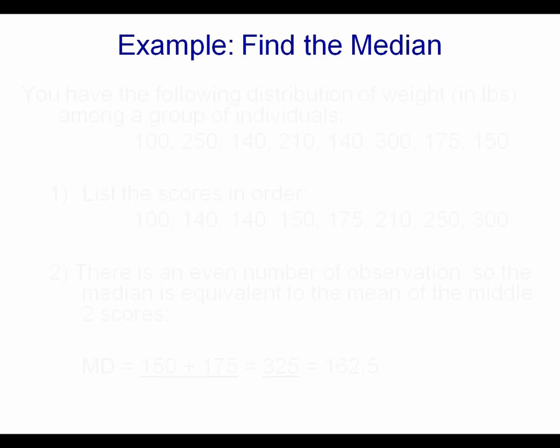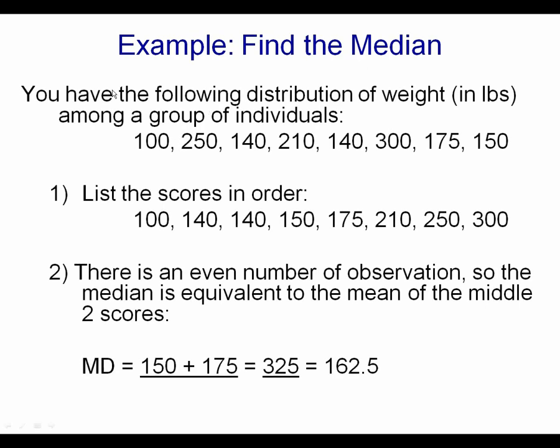Okay, let's do an example of finding the median. You have the following distribution of weight in pounds among a group of people. Let's say they're Weight Watchers or something. 100, 250, 140, 210, 140, 300, 175, and 150. First thing we do is we put them in order. Then there is an even number of observations. So the median is equivalent to the mean of the middle 2 scores.